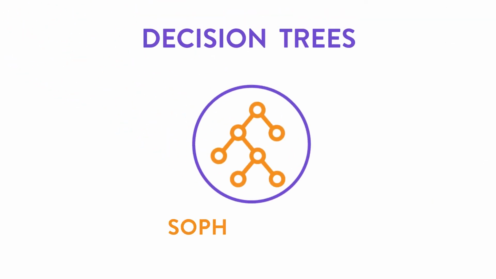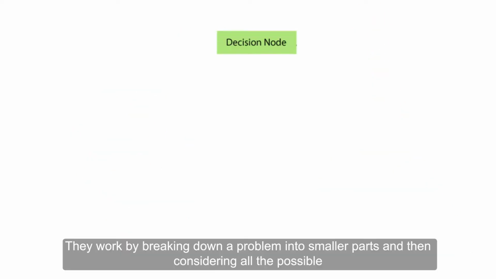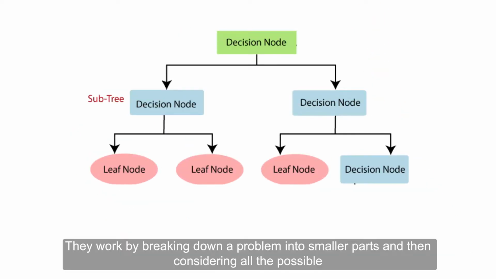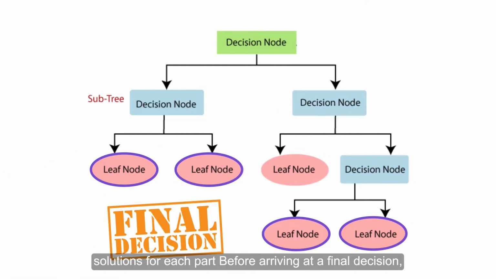Decision trees are a more sophisticated form of AI that can handle more complex decision-making. They work by breaking down a problem into smaller parts and then considering all the possible solutions for each part before arriving at a final decision.